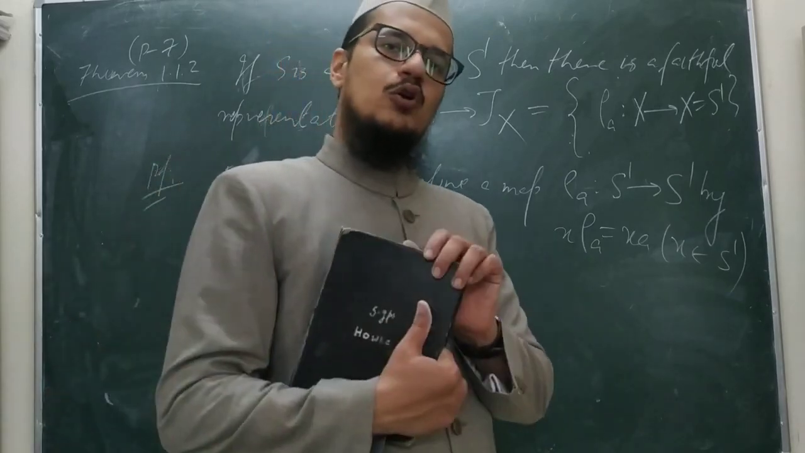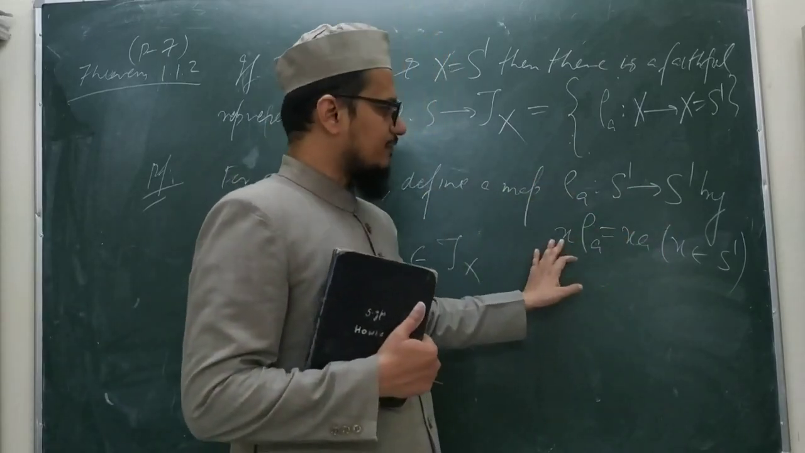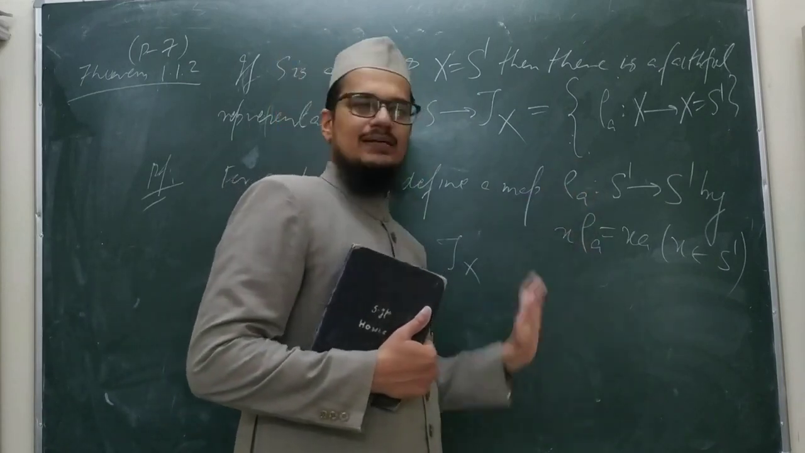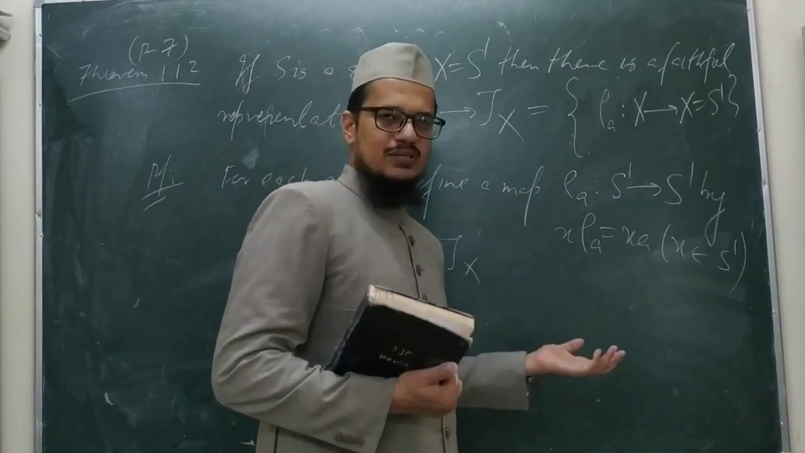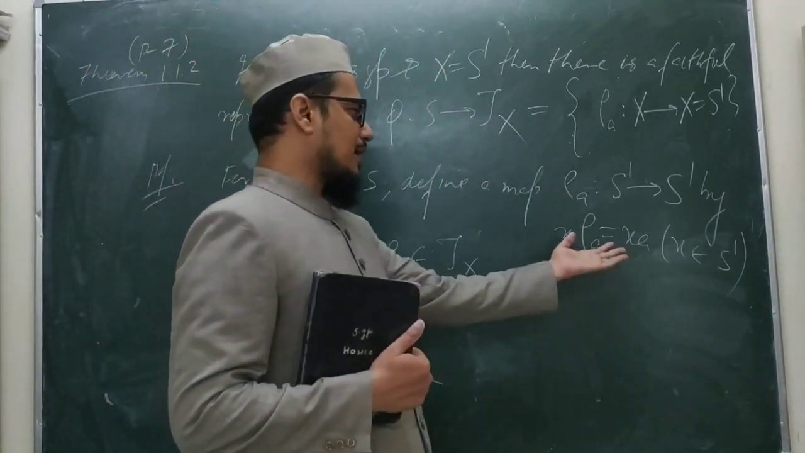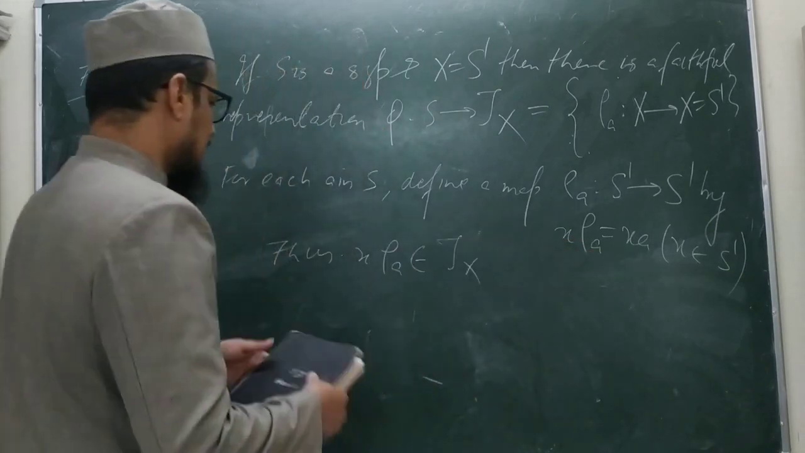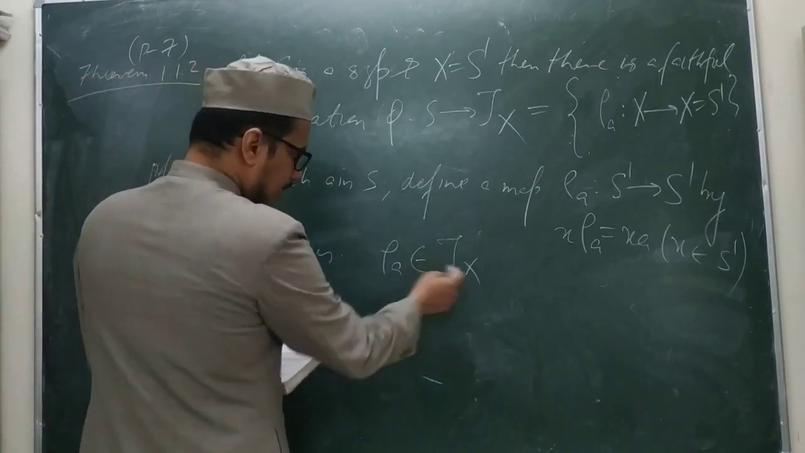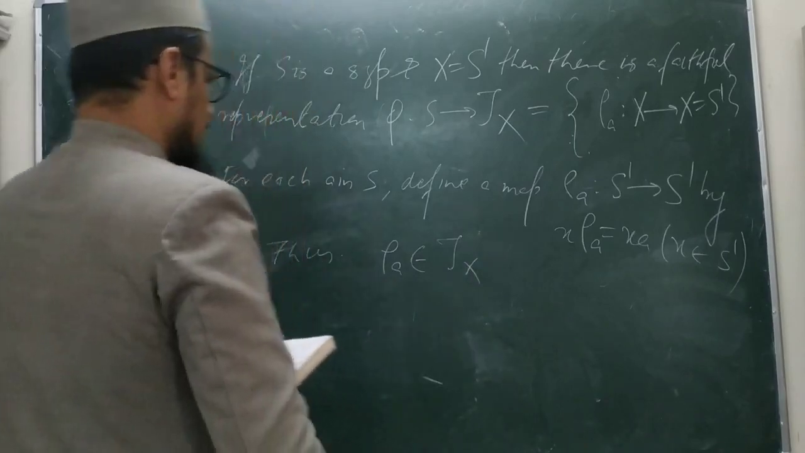This book follows something different from other books, in that elements are written on the left side of the map. In general, most authors write elements on the right side, but here the element is written on the left side, it doesn't matter. So we can check by ourselves that the map is well defined. Okay. Now, xρ_A is equal to xA, isn't it? So thus ρ_A goes in τX, isn't it? Because it is a well defined map.